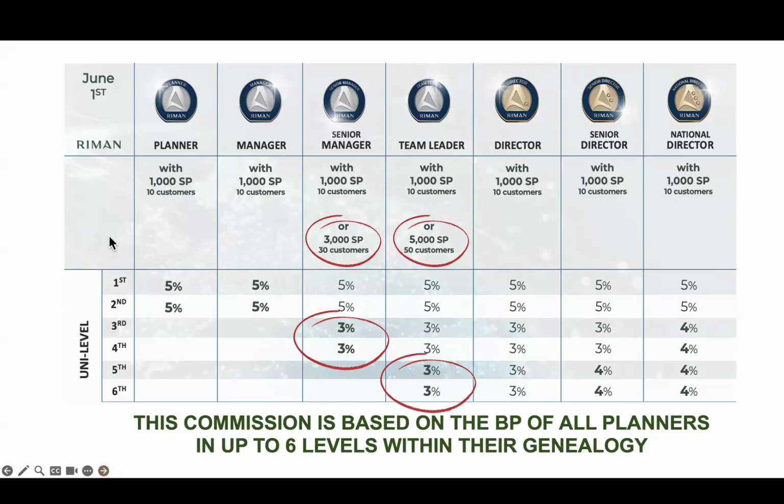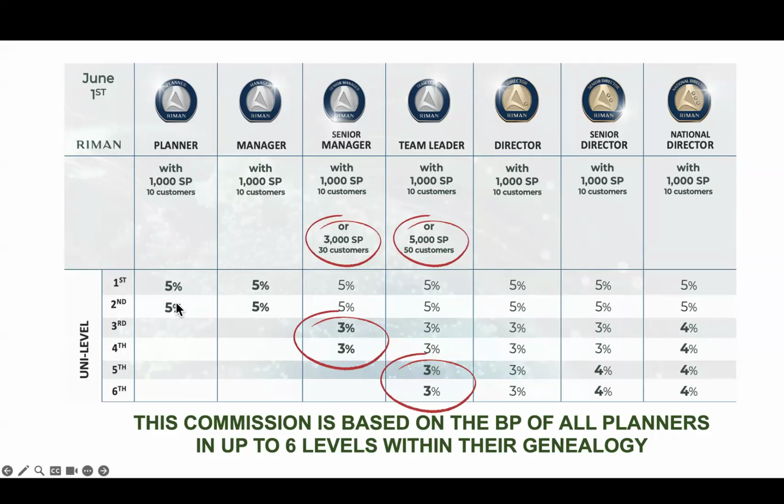As a planner or national director all across the board, as long as you get personal 1,000 SP and 10 lifetime customers, as long as you get 1,000 personal SP points and 10 lifetime customer accounts, okay, again, all 10 customer accounts don't have to be ordering, you just have those activated, which are free and lifetime, and you do 1,000 SP within those accounts, it unlocks your uni level pay.